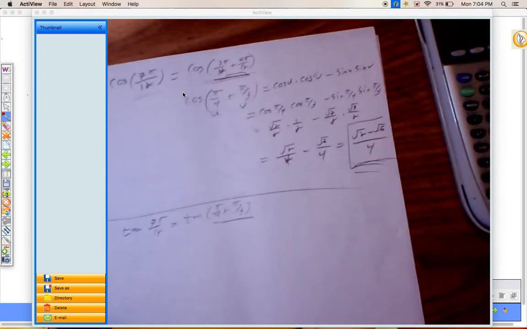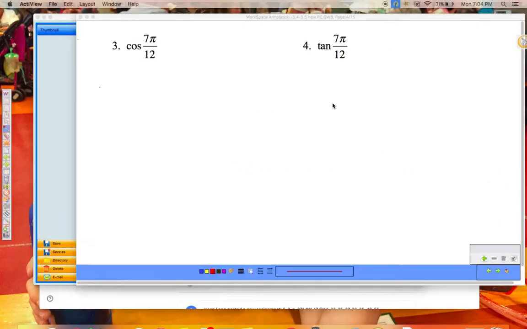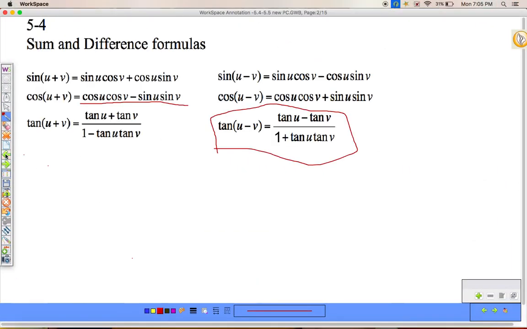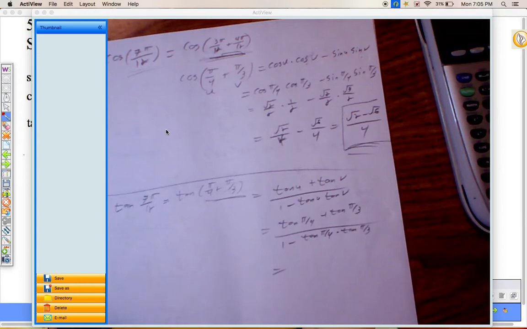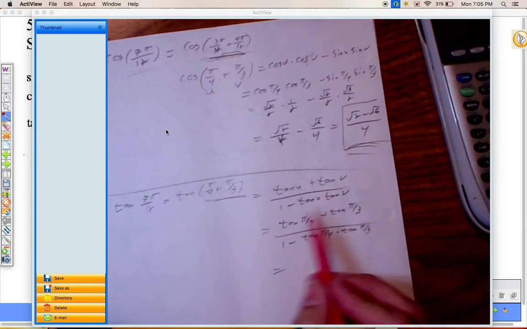All right, so for tangent, let's go back to the formula. This time we're adding the tangent of u plus the tangent of v, over 1 minus tangent u, tangent v. So we're going to go to tangent of pi over 4 plus the tangent of pi over 3 divided by 1 minus the tangent of pi over 4 times tangent of pi over 3. All right, can't forget to go back and forth. So we have tangent u plus tangent v over 1 minus tangent u, tangent v.